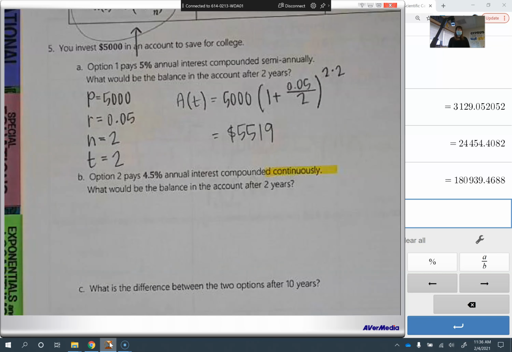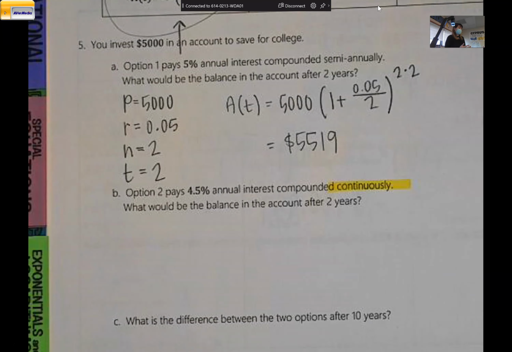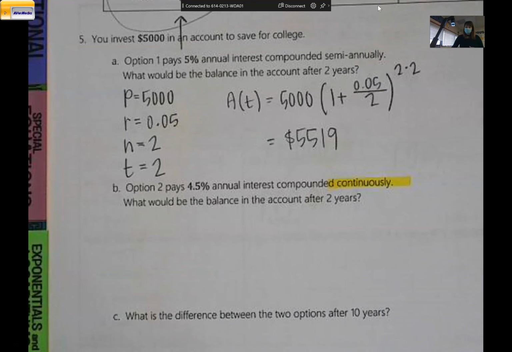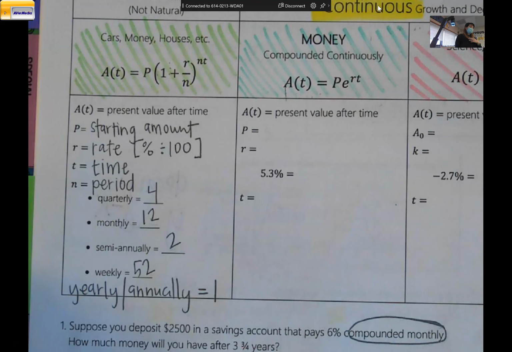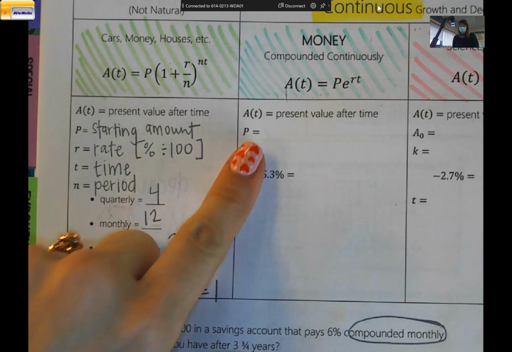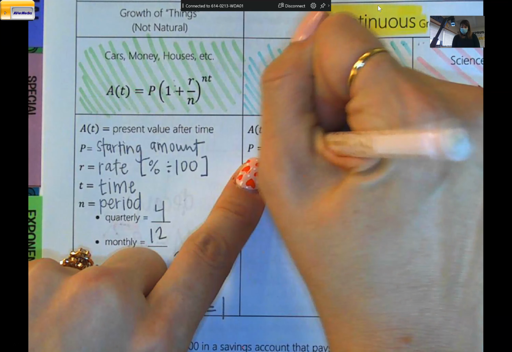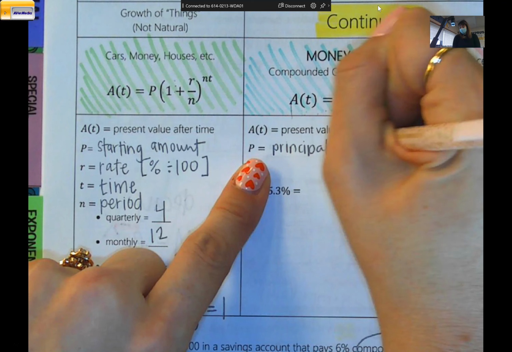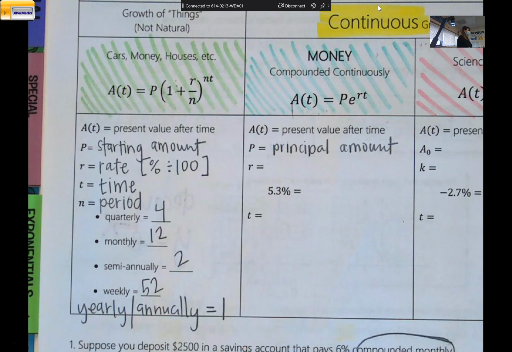And this is that other formula on the previous page, the PERT formula, and this uses the natural base E. So we're going to flip back, and we're just going to briefly talk about what all of these things represent. Now, personally, I think that this formula is way easier. P, capital P, is your principal amount. That's just the same as your starting amount. So technically, it's your principal amount, but what that means is starting amount.